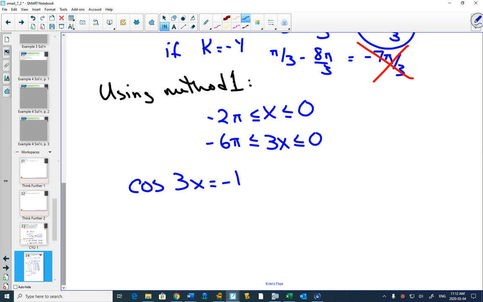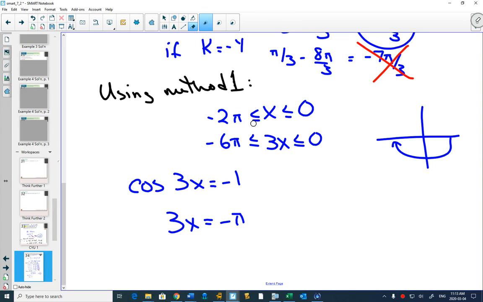Well, when is cos equal to negative 1? Somebody said pi, but pi's not in here. What's the first answer between negative 6 pi and 0? Negative pi. Oh, and there's thank you. Love it when they do that. Perfect. So we get negative pi.